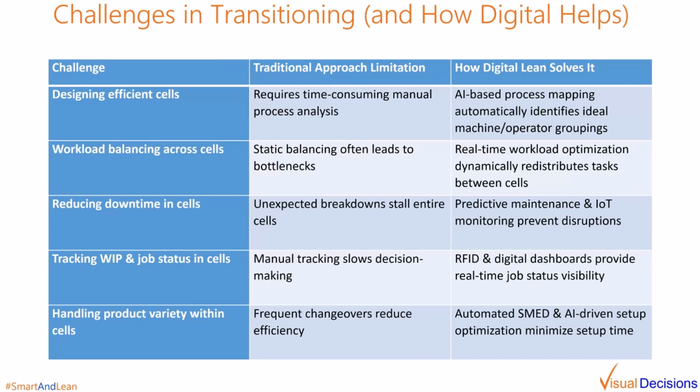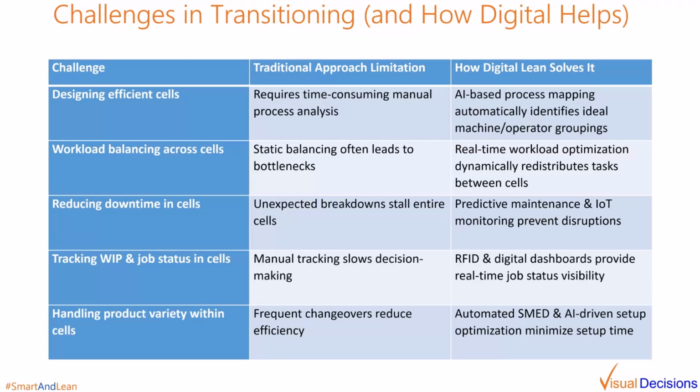Downtime within cells also presents a challenge, as a breakdown in one machine can halt the entire cell production. Traditional lean's reliance on scheduled maintenance does not always prevent these unexpected failures, leading to delays and disruptions in production flow. Similarly, tracking work in process and job status across multiple cells becomes increasingly difficult without real-time monitoring systems, and often results in missing parts, uncoordinated workflows, and material shortages.